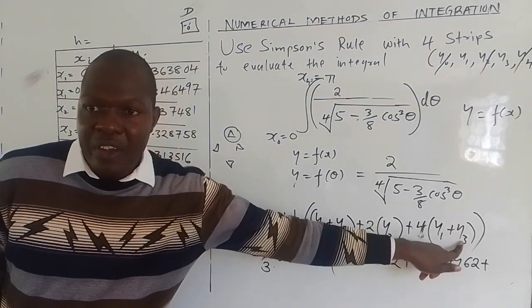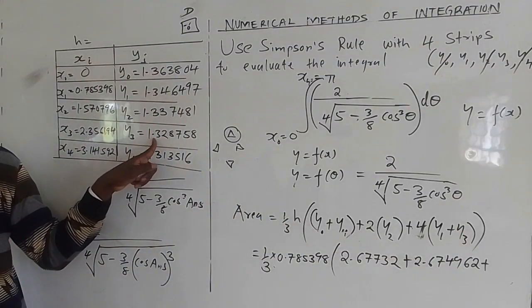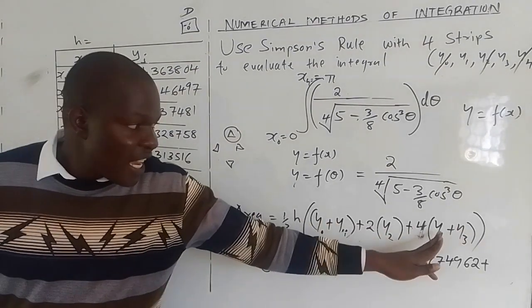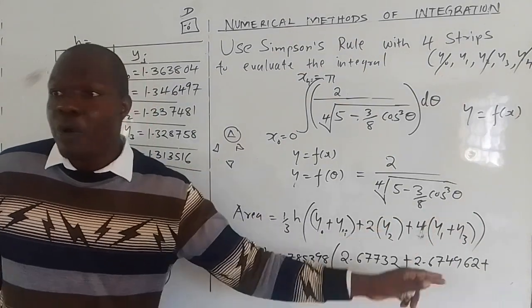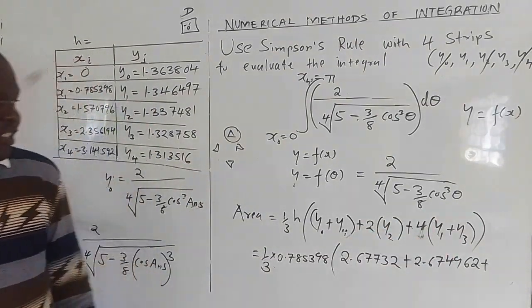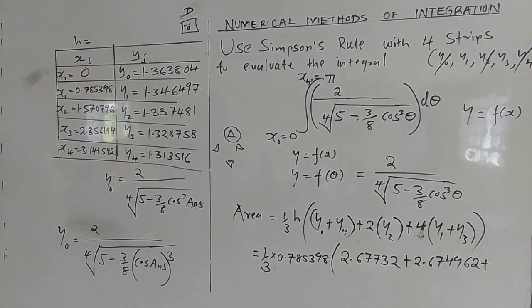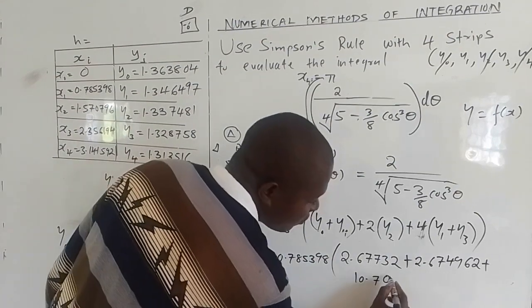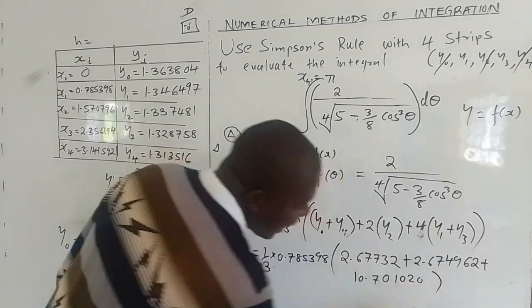Start by adding y1 plus y3, which you multiply by 4, isn't it? Start with what is in the bracket, y1 plus y3. y1 is here, plus y3. What do you get? After getting y1 plus y3, you multiply it 4 times. Are we together? If you have a calculator which can do it at once, you just key in 4, then open bracket, y1 plus y3. What do we have? 10.7102, like that, isn't it?